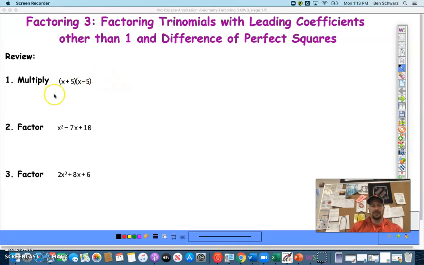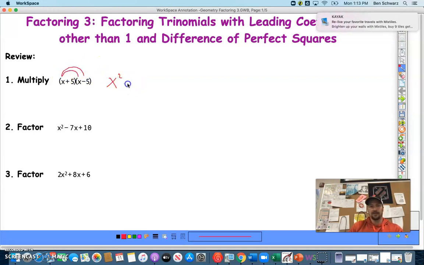Let's start with a quick review of some things that we should already know how to do. One is to multiply. And this is an interesting multiplication. You'll see what I mean. So you do first times first, and that would get you x squared. Okay, we're doing FOIL, right? And then outside is minus 5x. Inside is plus 5x. And then last is going to be minus 25.